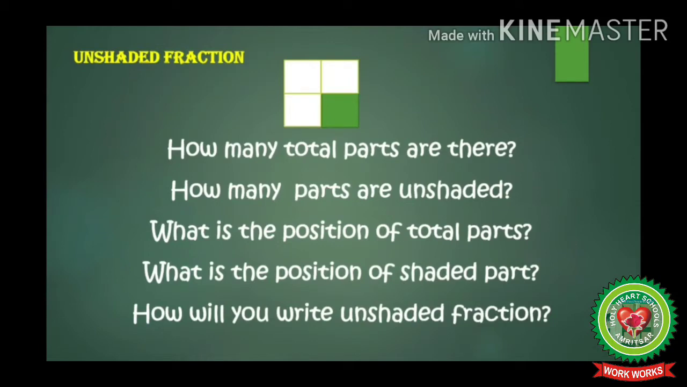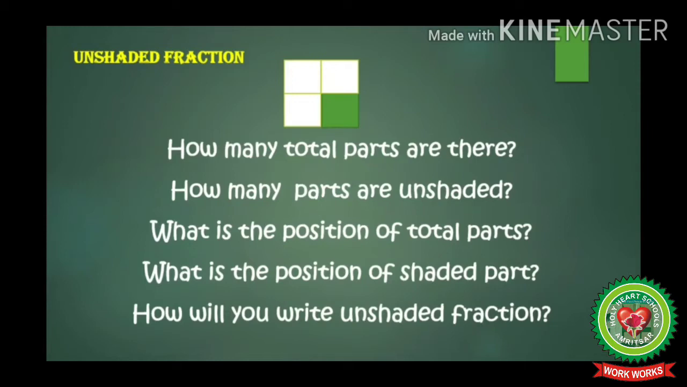Now next is unshaded fraction. Again we will see how many total parts are there. How many parts are unshaded? What is the position of total parts? What is the position of unshaded part? And how will you write the unshaded fraction? Children, similarly as we have done in shaded fraction, we will observe unshaded fraction.